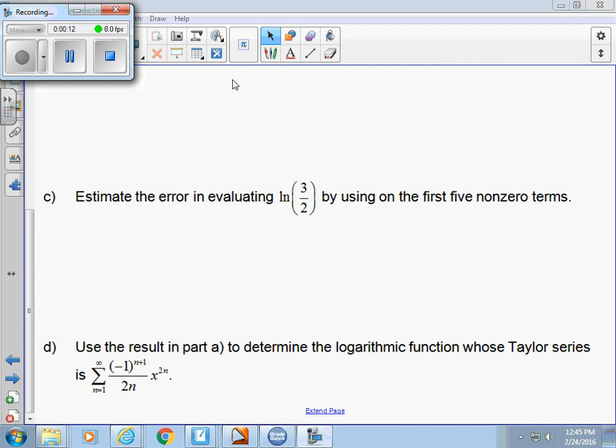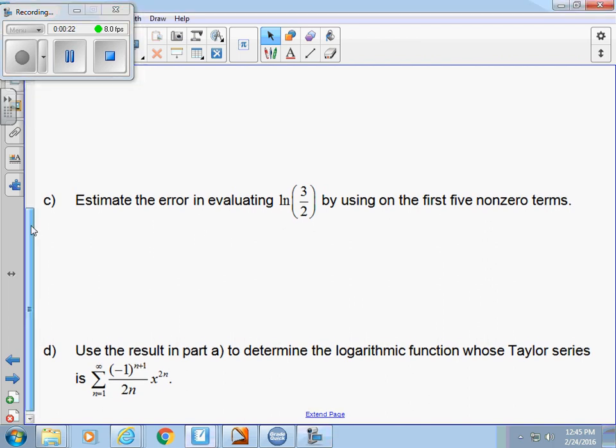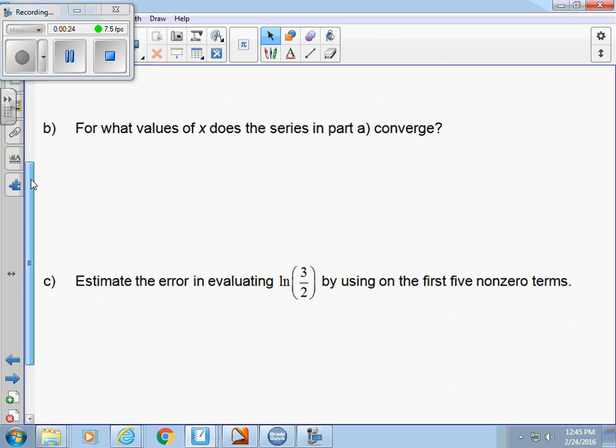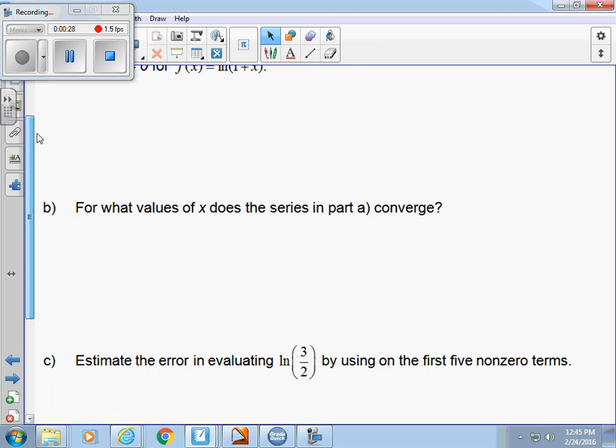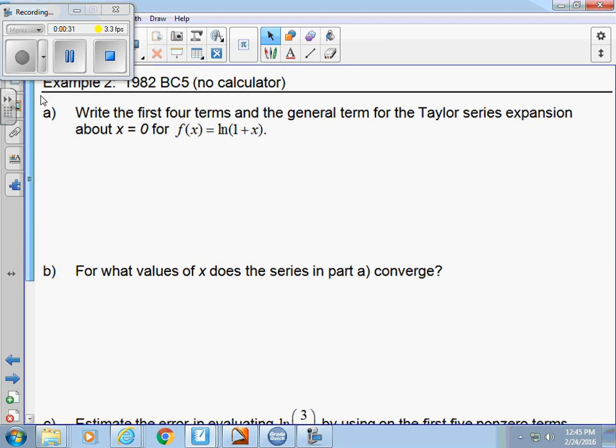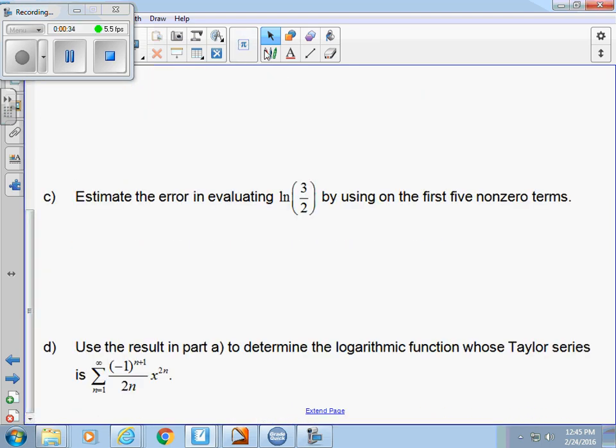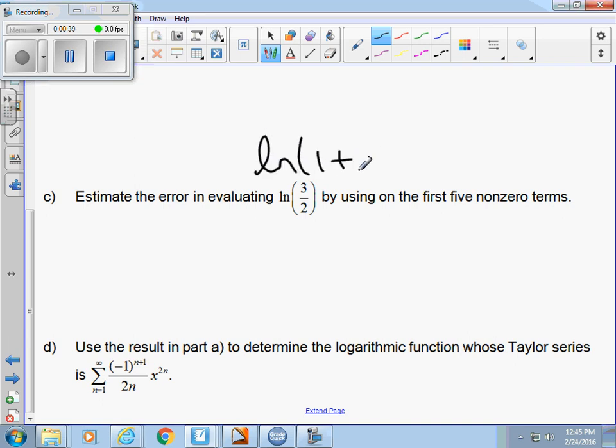Okay. So I want to estimate the error in evaluating natural log of 3/2 by using the first 5 non-zero terms. Well, first I have to remind myself what the function was. It was ln of 1 plus x. So if the function is ln of 1 plus x, what am I actually plugging in if I'm plugging in natural log of 3/2? What is x? A half.